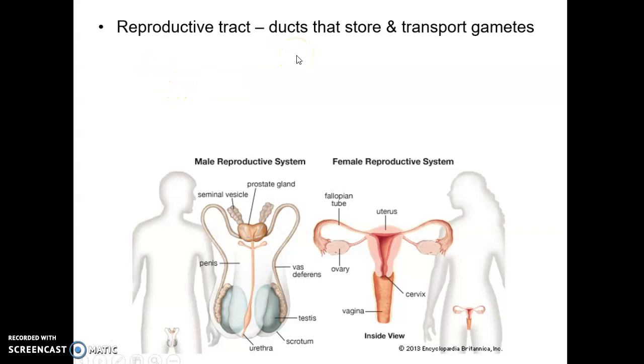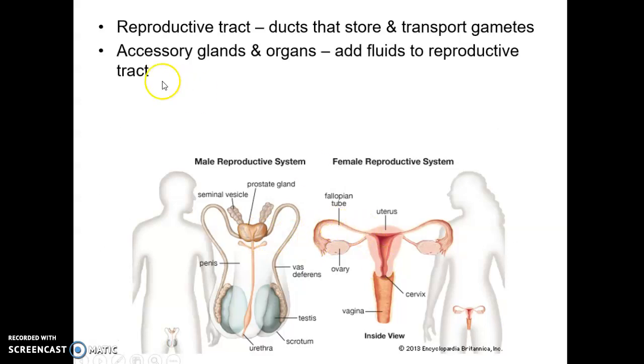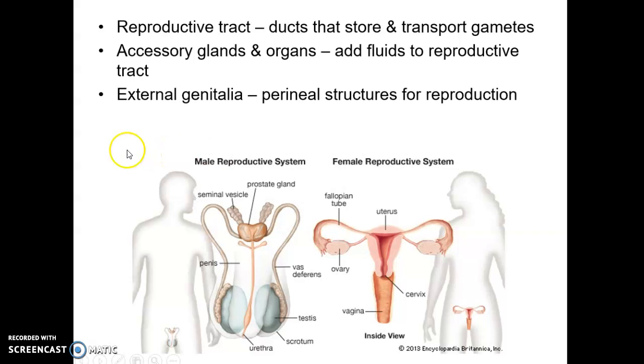So the reproductive tracts are ducts that store and transport gametes. And we'll talk about accessory glands and organs. Basically they're adding fluids to the reproductive tract to help ensure delivery of the male gamete and fertilization of the female gamete. And then the external genitalia are found in the perineal structures for reproduction, for basically delivery of the male gamete, sperm, within the female reproductive tract.